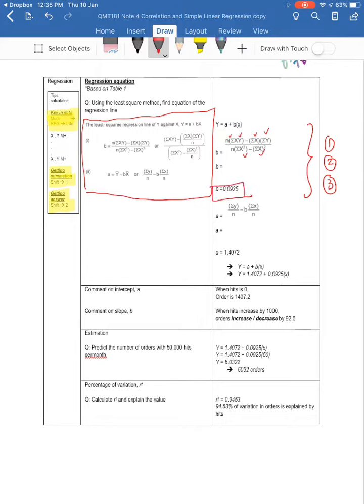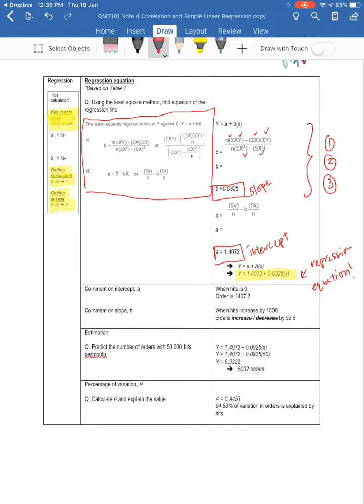Okay, B is slope. This one we call it as slope, and you get A, we call it as intercept, and this one you need to write again, because this is the regression equation. So biasanya student tak salin semula y equals to 1.4 plus 0.09x. So hilang markah di sini.